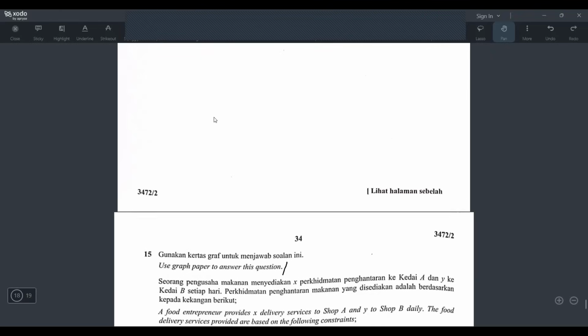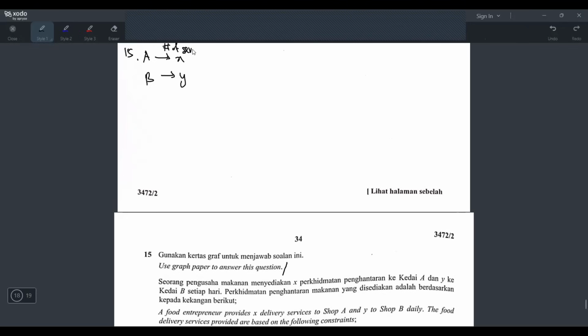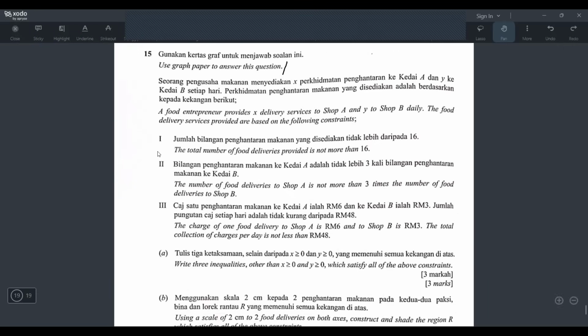So they say X deliveries. So number 15. We have X to shop A, Y to shop B. I will just write shop A, shop B, this one X, this one Y. And they already said this is delivery service, so I'll write number of delivery services. The X and Y represent number of services. And then it says the food delivery service provided are based on the following constraints, 1, 2, 3.